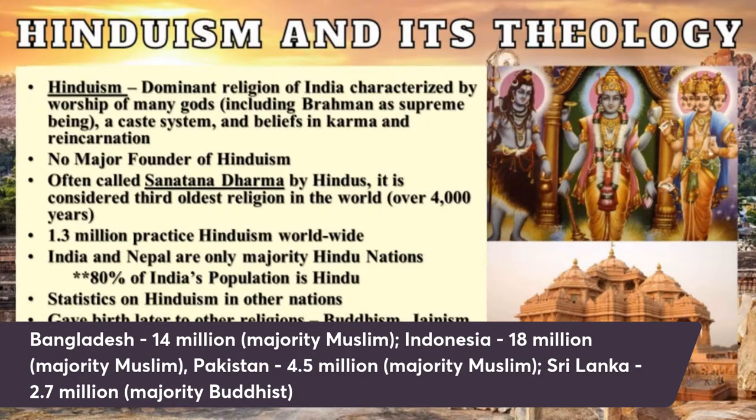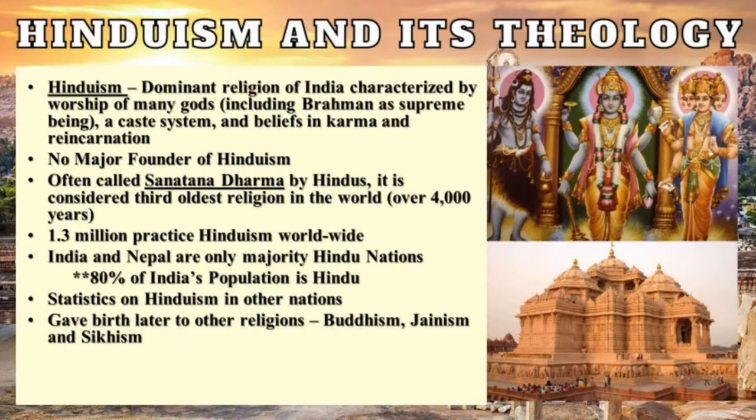Indonesia, a pretty populated country, one of the top five most populated countries in the world, has 18 million Hindus. But it's, again, majority Muslim. Pakistan's got about 4.5 million Hindus, but again, majority Muslim. Then Sri Lanka, that little island nation off the coast of India, has 2.7 million who practice Hinduism, but I think it's mostly Buddhist. I want to say 80% Buddhist in that country.